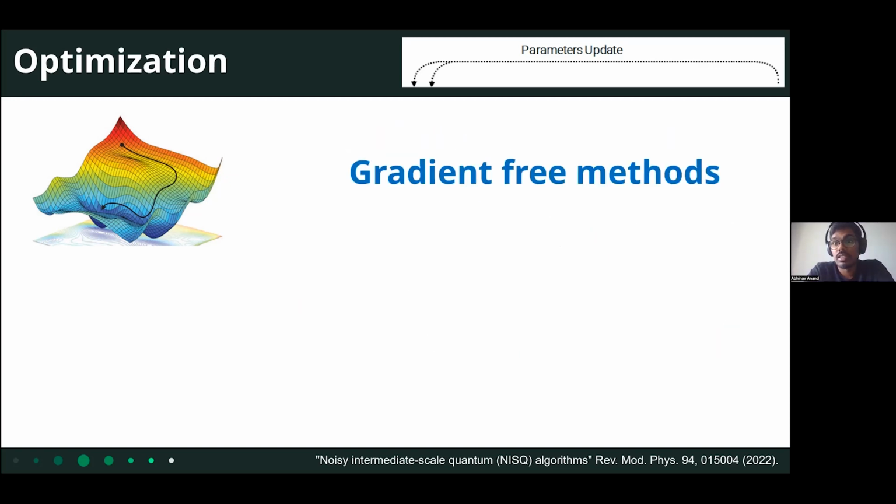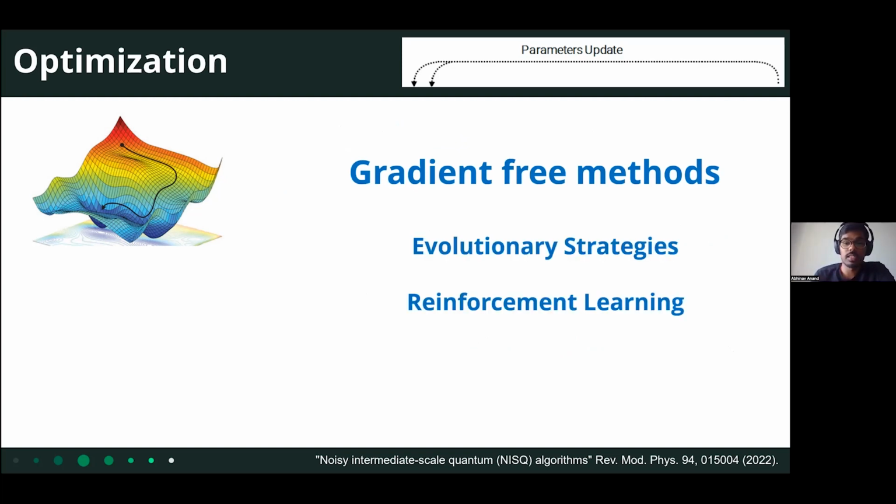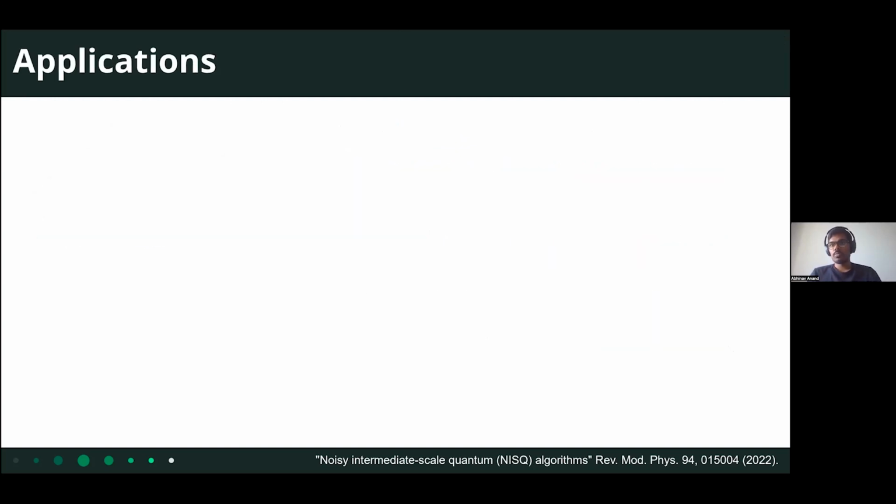And there are other approaches as well, like gradient-free methods, something like evolutionary strategies, reinforcement learning, and things like that. So one can do this very easily on the classical computer, the way you do it for any normal classical algorithm. So this was just a brief overview of what variational quantum algorithms are. And I now wanted to give you some of the applications without going into the details of each of them.